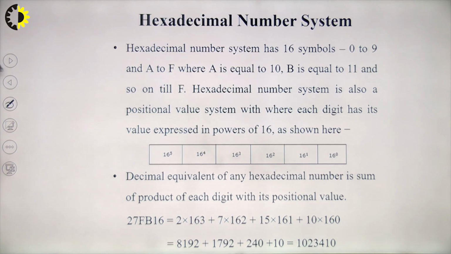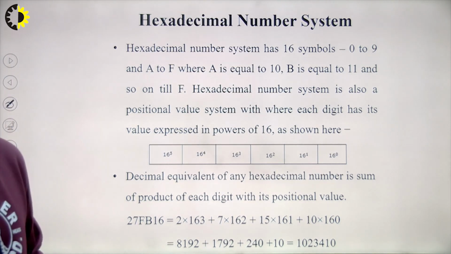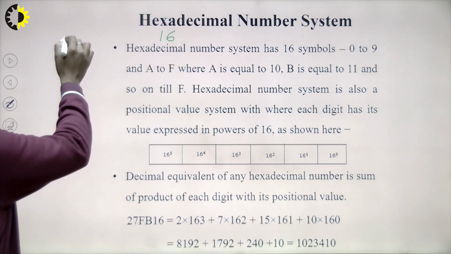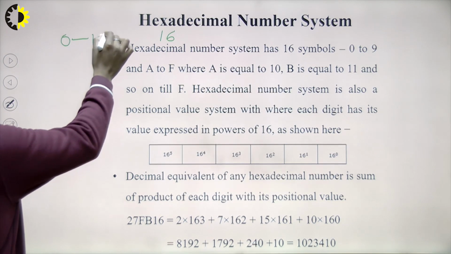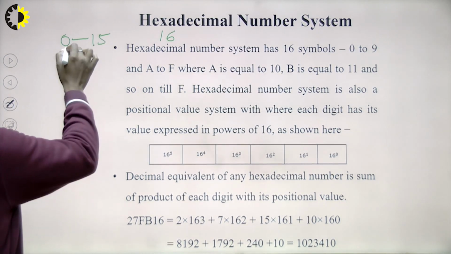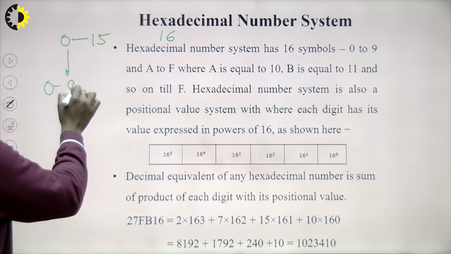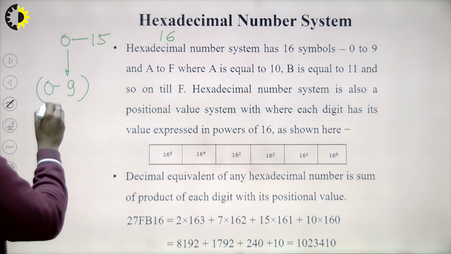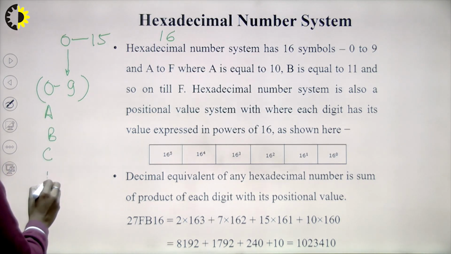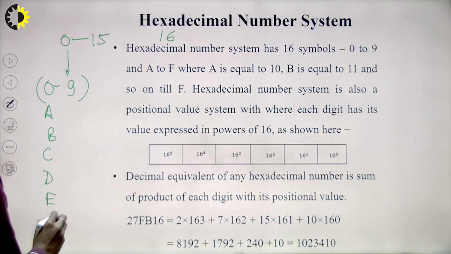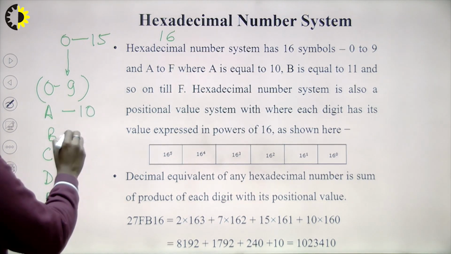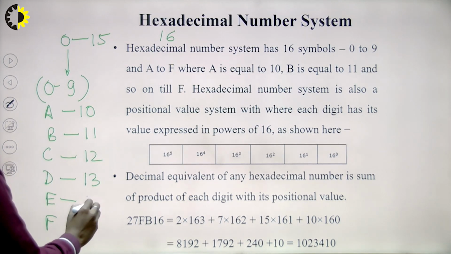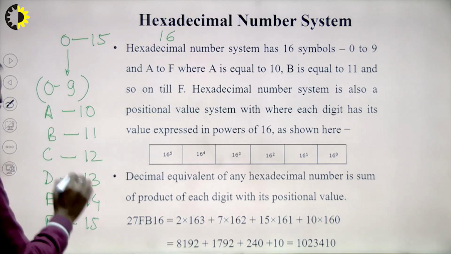Now come to the next number system, that is the hexadecimal number system. Hexadecimal means base 16, so the digits should vary from 0 to 15. Here I will use 0 to 9. After that I will use A, B, C, D, E, F, where A represents 10, B represents 11, C represents 12, D represents 13, E represents 14 and F represents 15.